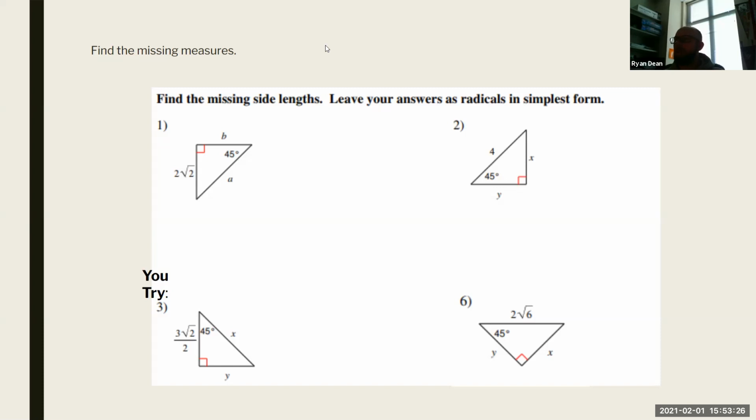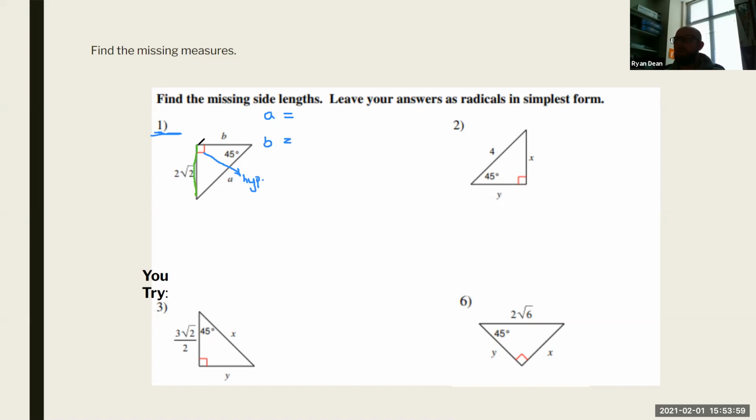The first one being number 1. Okay, so for number 1, we need to find two things. We need to find A, what does A equal? And then we also need to find out what B is equal to. So just like we said in the notes, the first thing that we need to do is identify where the hypotenuse is. So I draw my arrow straight across. Here's my hypotenuse. I call it hype. Okay, we get hyped about the hypotenuse.